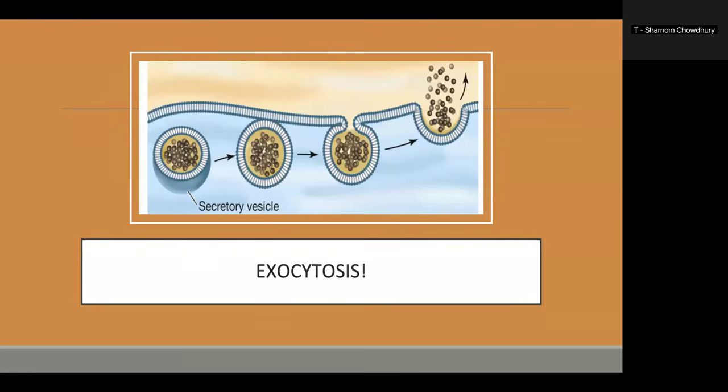Exocytosis is essentially the opposite. It expels materials that are indigestible, for example, via vesicles. These vesicles fuse with the cell membrane, releasing the contents outside. Other examples of exocytosis are hormones or neurotransmitters, which you'll learn about when you talk about the nervous system. Neurotransmitters are also released through exocytosis.